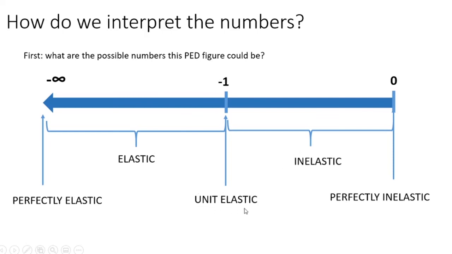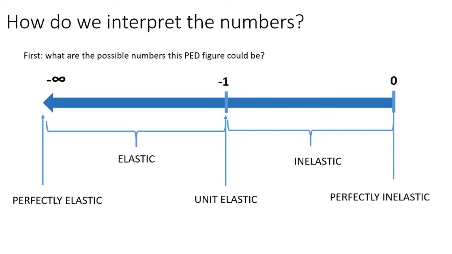-1 is a special case. It's called unit elastic. It means that the percentage change in quantity demanded varies completely proportionally to percentage changes in price. Elastic, as we said, is responsive, and so that's in this value here between -1 and minus infinity. And then if you wanted to call something perfectly elastic, that would mean that it has a PED value of minus infinity. And we'll talk about the situations that you might have something like that.